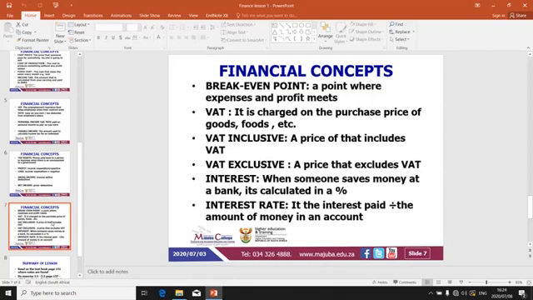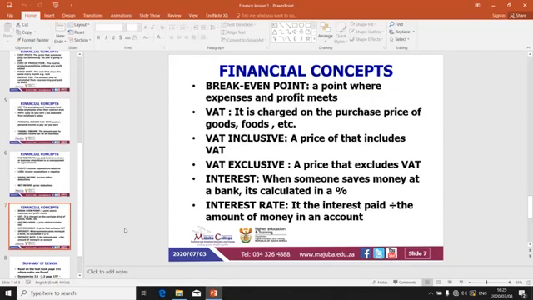We move to VAT. What is VAT? VAT is 15% in South Africa. It is charged on the purchase price of goods, foods, furniture, cars, whatever things you buy. But there are goods that when you buy, you do not pay VAT. That's why there is the VAT inclusive term. VAT inclusive is the price that includes VAT, and VAT exclusive is the price that excludes VAT. In other words, if they say the price excludes VAT, it's the normal price without the addition of 15%, which is the VAT.